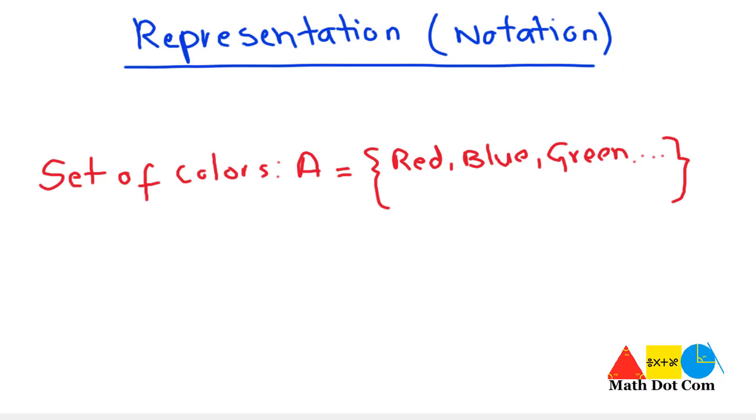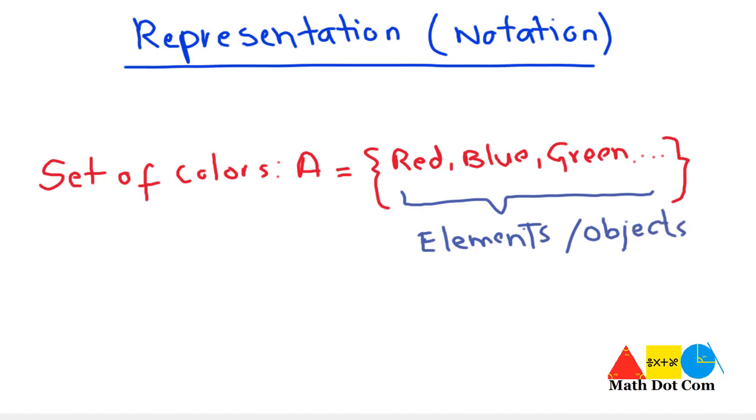Okay, so we will say that these are the elements or objects of the set. And this is called the name of the set. It could be any, and it will be written in capital letters. And most of the time, the name of the set is represented by capital letters.